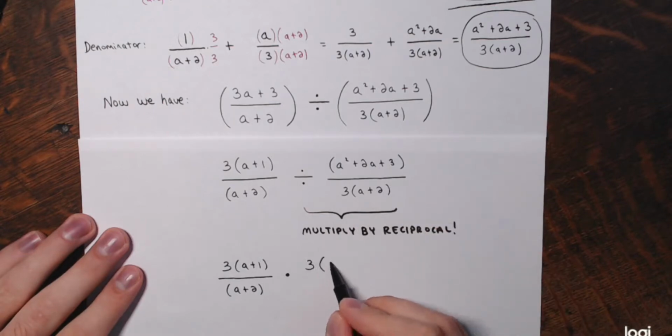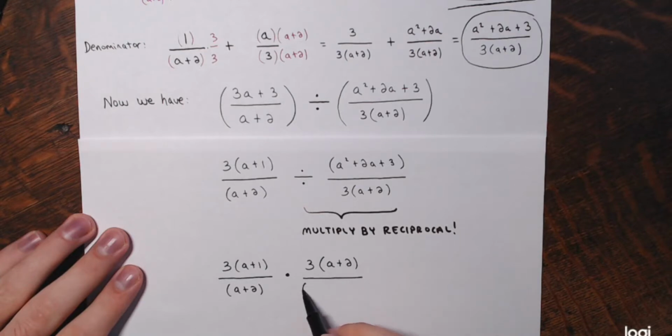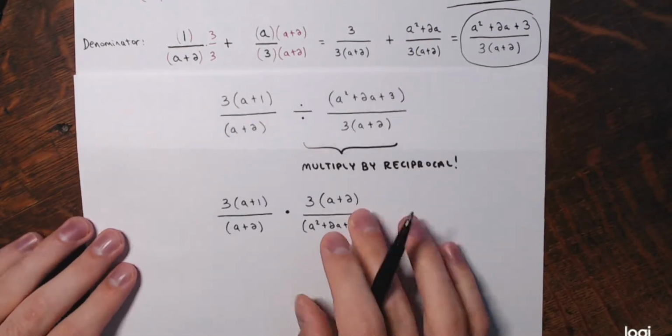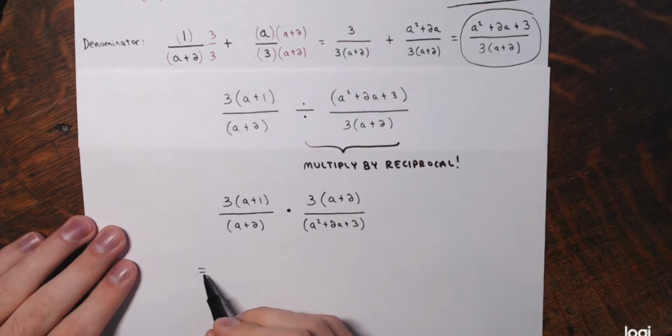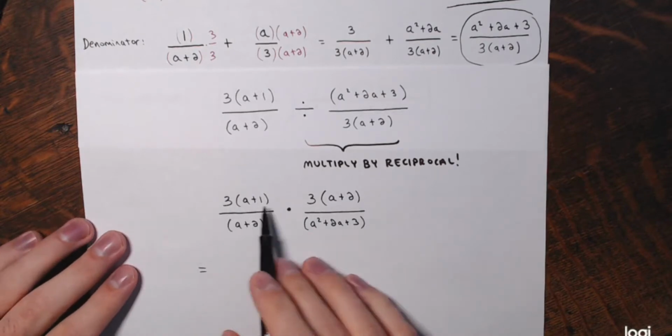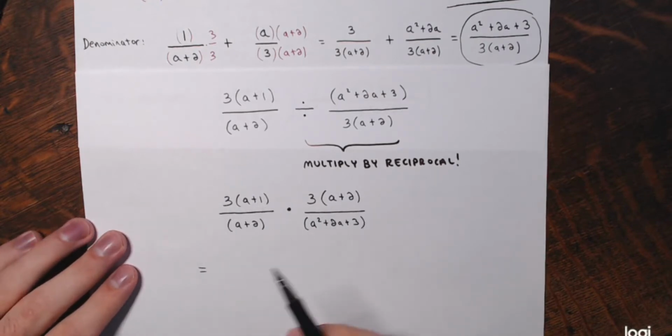So 3 times a plus 2 in the numerator, and then the a squared plus 2a plus 3 in the denominator. And we multiply, right? Now multiplication, when you multiply fractions, they don't need the same denominator. You just multiply the numerators, multiply the denominators, and you're finished. Well, then simplify, of course.